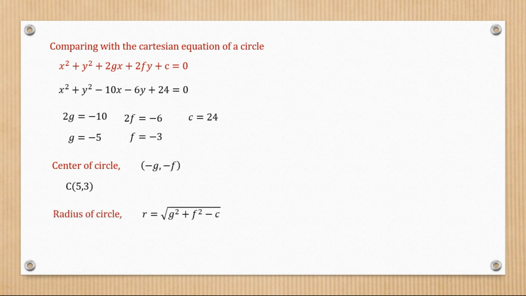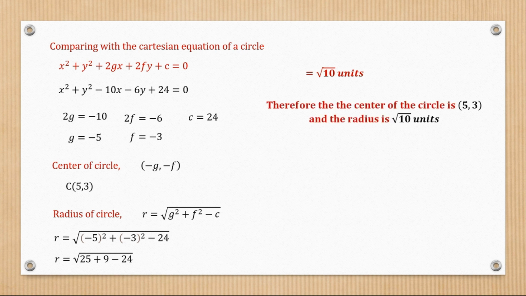That means the radius of the circle r, which is equal to the root of g squared plus f squared minus c, shall be the root of (-5) squared plus (-3) squared minus 24, which gives me the root of 25 plus 9 minus 24, which is the same as the root of 10 units, and that shall be the radius of the circle. So therefore, the center of the circle is (5, 3), and the radius is root 10 units, and those are the answers that they wanted.